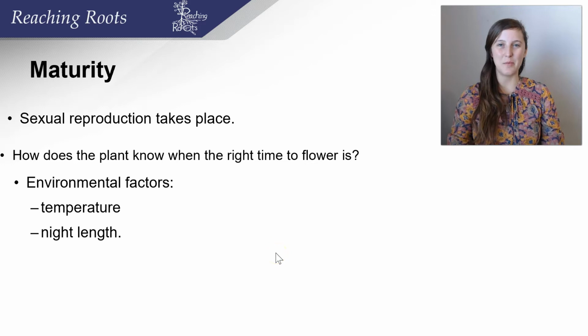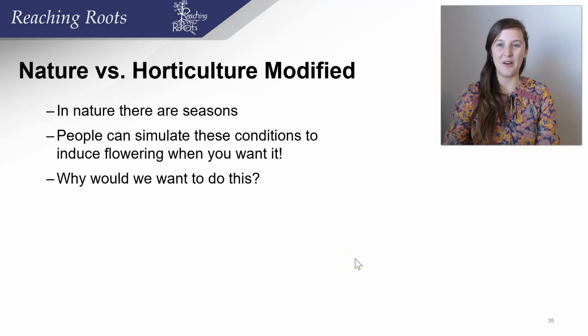Isn't that amazing that the plant knows when to flower, when the right time is to be most successful to produce fruits and viable seeds, to produce seeds for the next generation? Talk about amazing engineering by God. Let's talk about how these mechanisms work. In nature, there are different seasons, and those seasons have different night lengths and different temperatures, so the plant can measure these and decide when to flower.